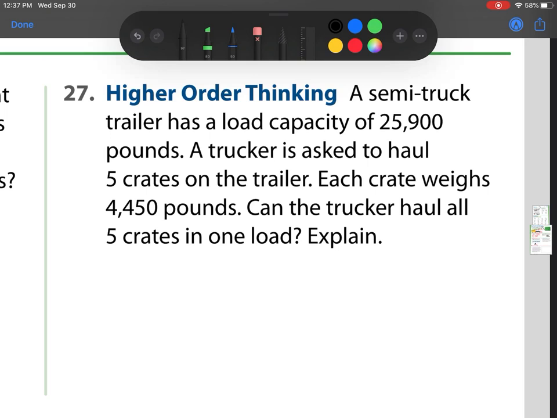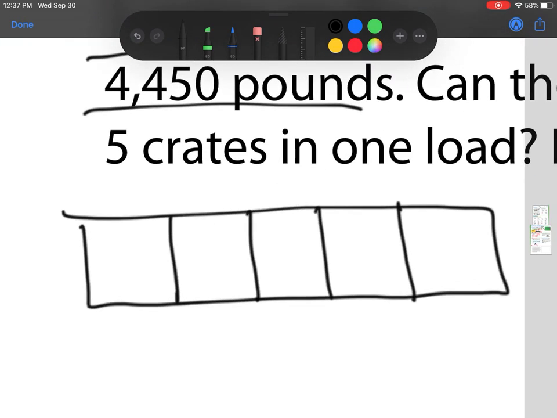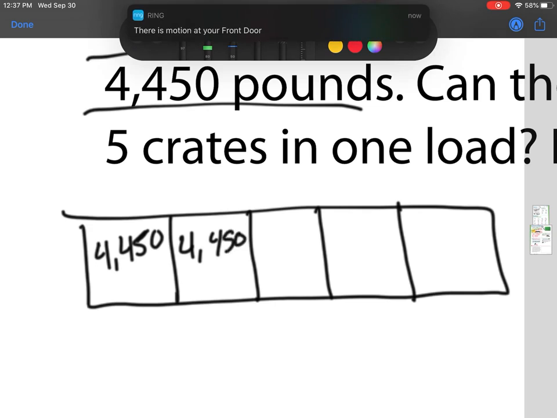All right. A semi-truck trailer has a load capacity of 25,900 pounds. That means this is how much it can carry. A trucker is asked to haul 5 crates on the trailer. Each crate weighs 4,450 pounds. Can the trucker haul all the 5 crates in one load? Well, this one I'm going to use a model because it's going to help me see what's going on. There's 5 crates. That means I have 5 boxes. And how big is each box? Well, it's 4,450. Does this look like some kind of problem that we've been working on?